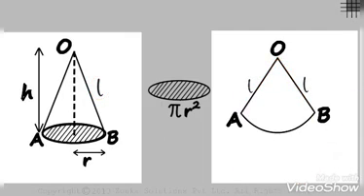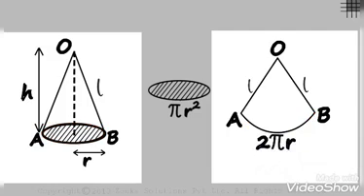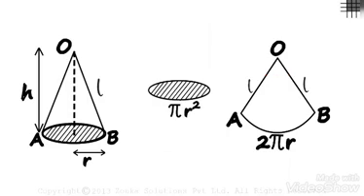Here's another interesting question. What will be the length of arc AB? This is an arc as we know that a sector is part of the circle. This arc is actually the circumference of the circular base. So the length of this arc will be 2 pi r. A sector is also defined by the angle it subtends at the center. Let us call it theta.